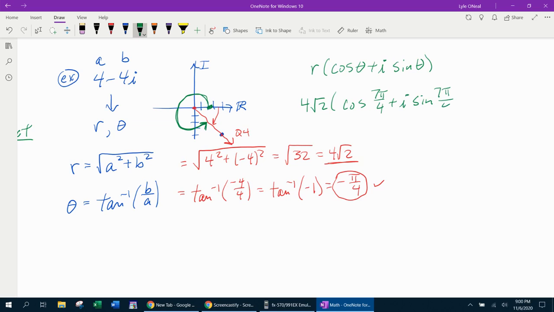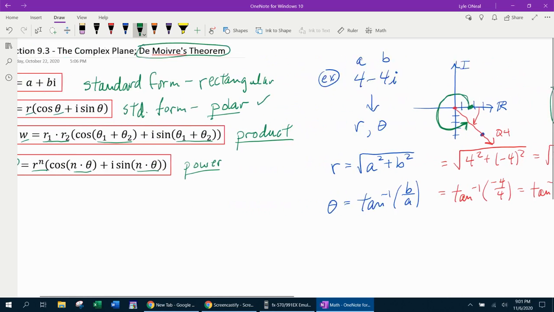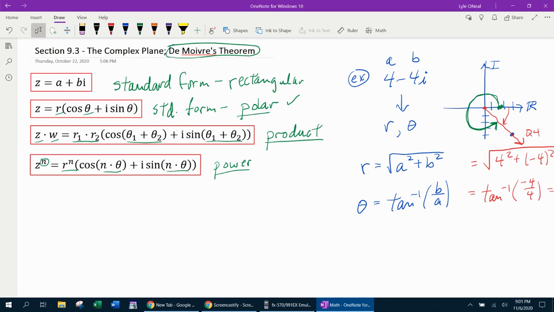Now, what am I trying to say here? I'm trying to say I feel better about having a positive angle. If you write it with -pi over 4, it's not wrong. It's just not right, okay? You can put the -pi over 4 in there and it would be correct, but I feel that this answer is better. And there's our first example done. A rectangular complex number plotted and converted to polar form.